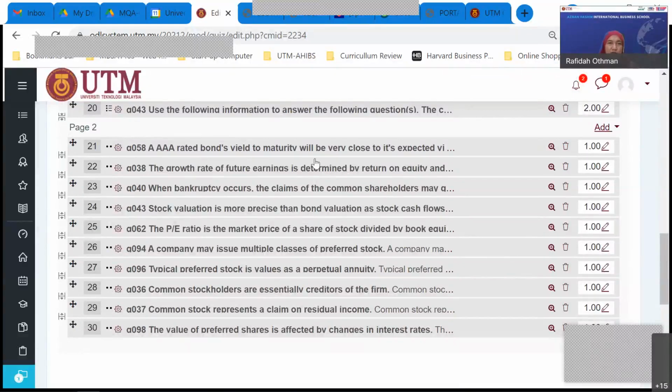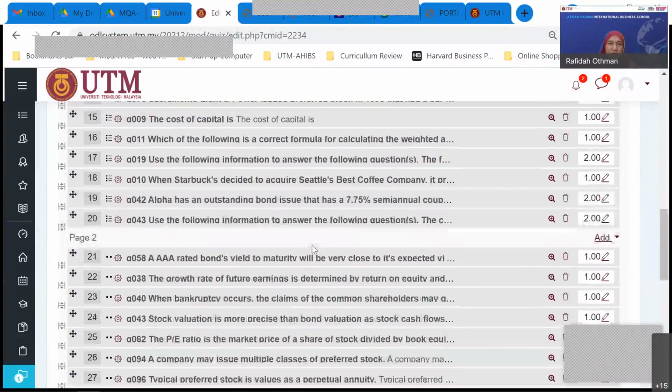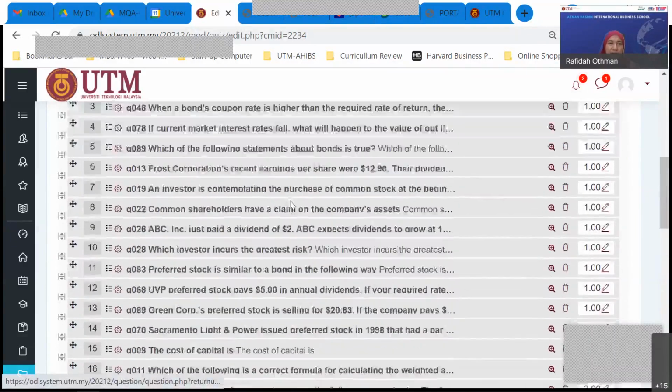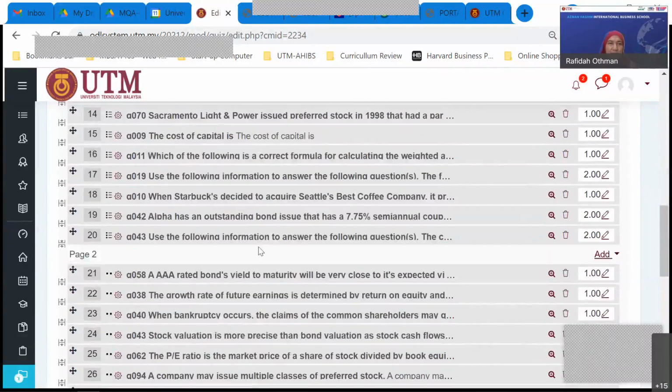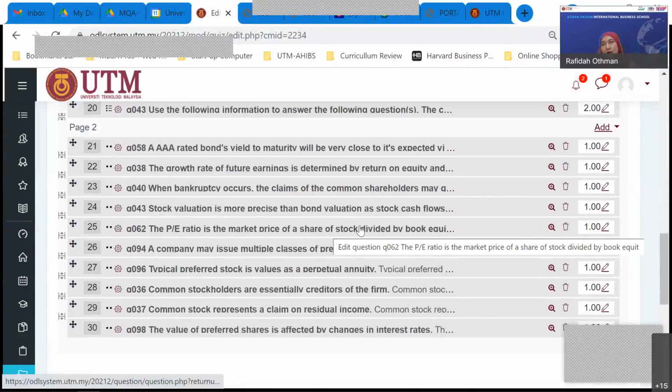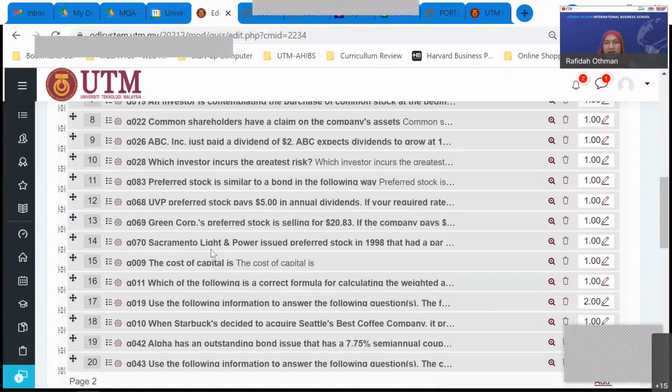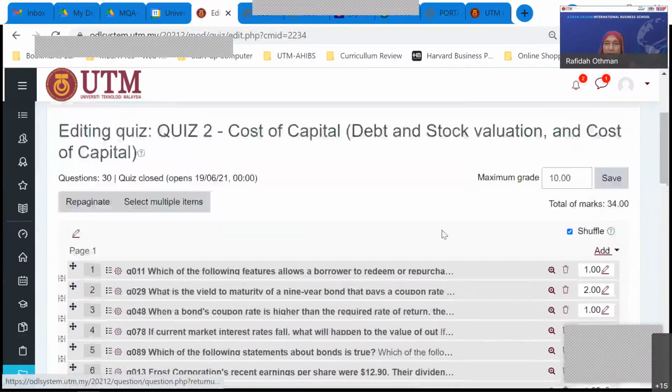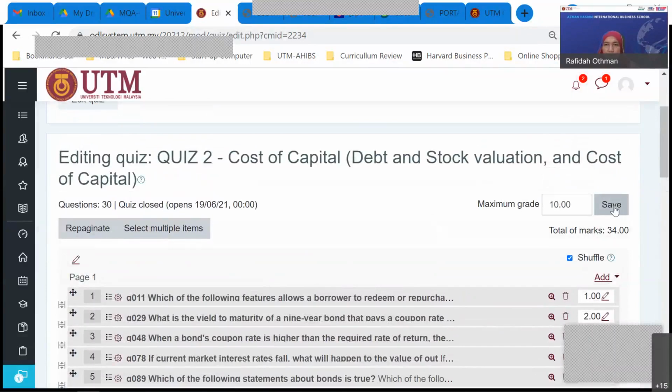Okay, so this is on the theory part, and these are on the calculation part. So for the calculation part you have 20 questions, and 10 questions for the theory. If the calculation is complicated, I give you 2 marks here lah. So the maximum grade is 2.